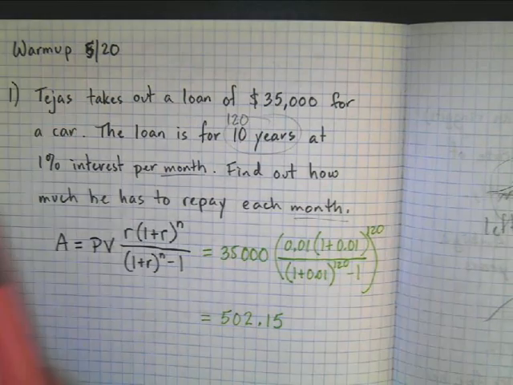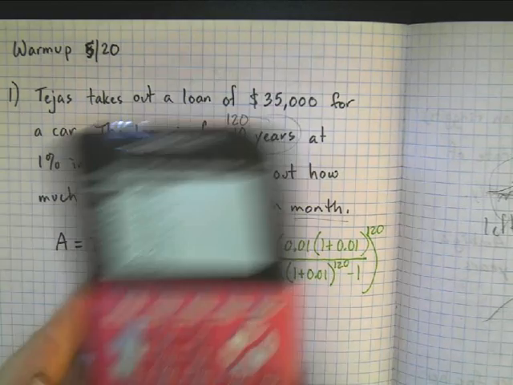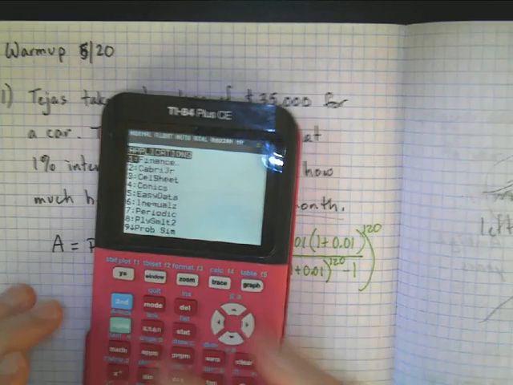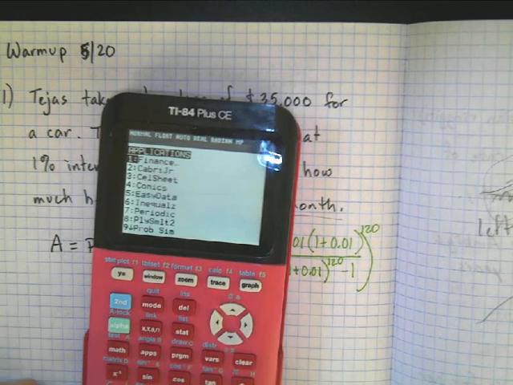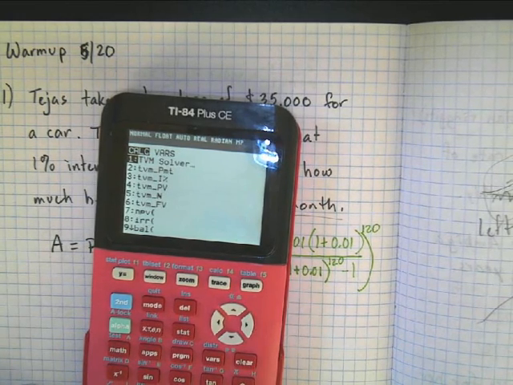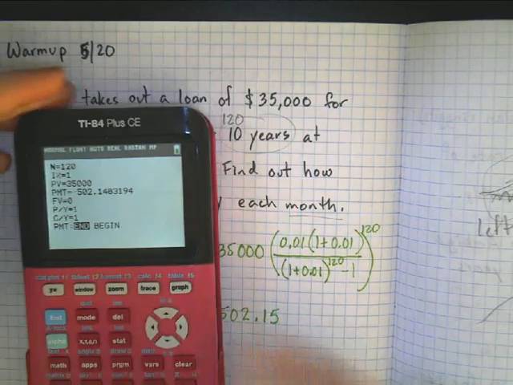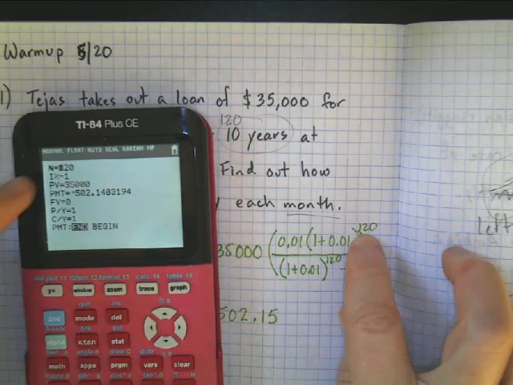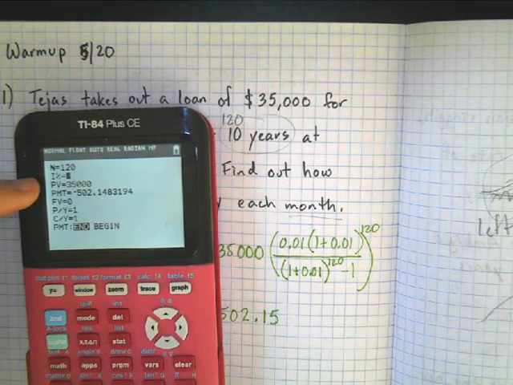Okay, we can also do this on our calculator. So let me get to my calculator. Sorry, let's do that again. To do this on the calculator, we would hit Apps, Finance, TVM Solver, and now we're going to put in our numbers. N is our number of compounding periods, so that's 120. Our interest rate, oh, I already have it in here. Our interest rate is 1%. Notice they went in as a percent.